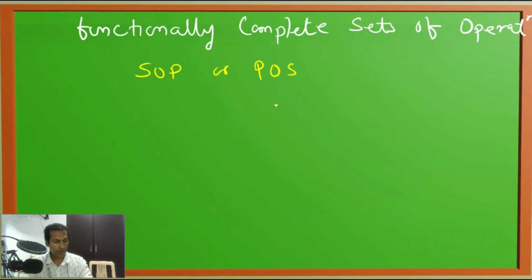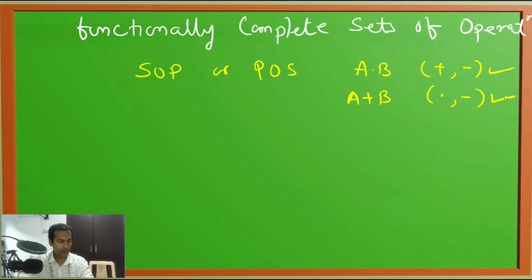With the help of De Morgan's theorem, it is possible to produce A dot B using the set of operators, say plus, minus. Likewise, we can develop A plus B by multiplication dot. Now these sets each comprising two operators only, either this or this. These are said to be functionally complete sets.